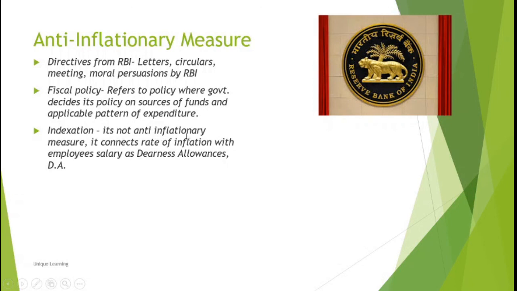Next point is indexation. It is not an anti-inflationary measure. Actually, it connects the rate of inflation with the employee salary as a dearness allowance, which is often known as the DA. So let's say, for example, there is a 5% increase in inflation. The government will increase the salary, or you can say increase the dearness allowance, by 5%. So it would be a net offset, a 5% increase in inflation and a 5% increase in the dearness allowance.